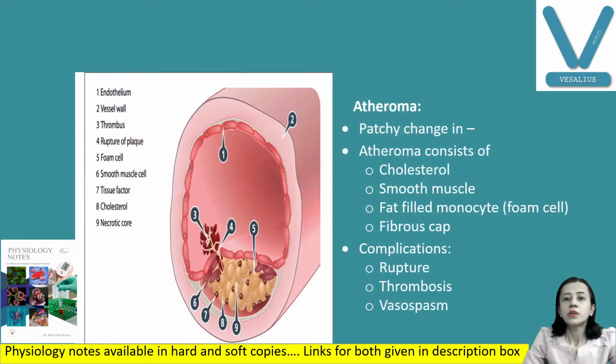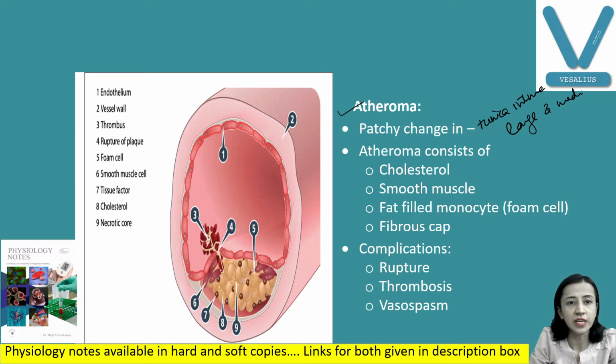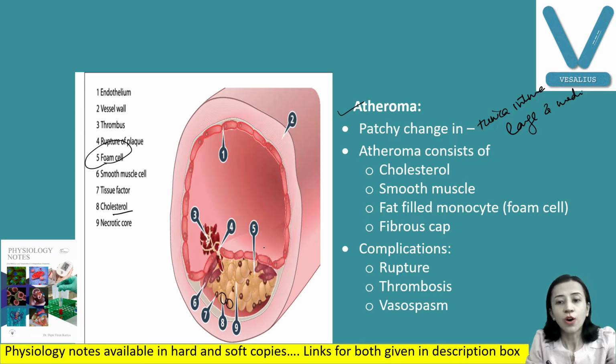Now, starting with one of the causes, that is atheroma. What is atheroma formation? That is a patchy change in the tunica intima of large and medium sized blood vessels, and this atheroma consists of cholesterol. This is cholesterol, you can see here, number 8, yellow color. Smooth muscle cells, you can see here number 6. These are fat filled monocytes, also known as foam cells. Then it is covered with a cap made up of fibrous tissue, that is the fibrous cap. So that is atheroma.